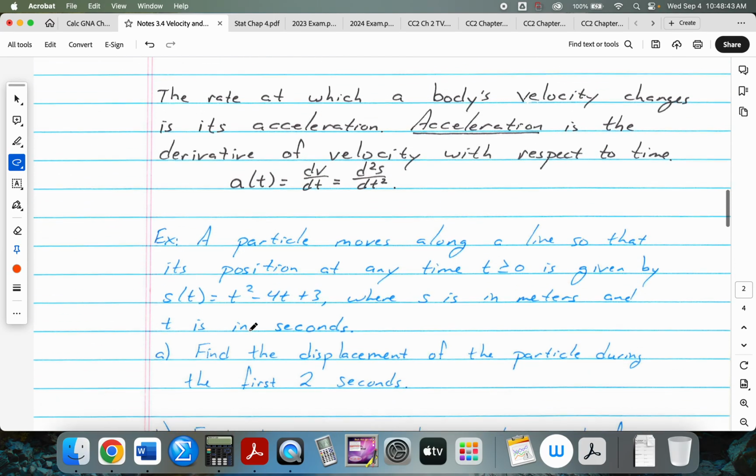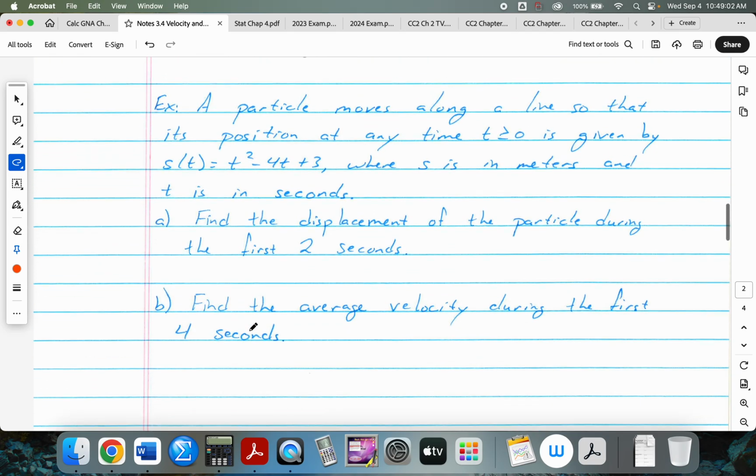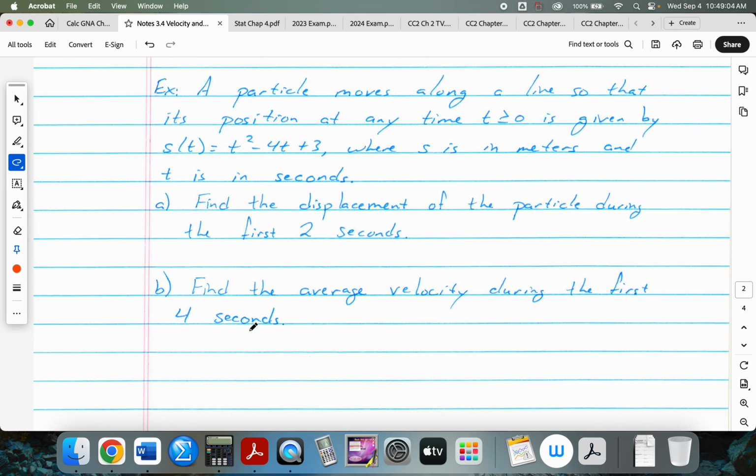All right, and then the rate at which a body's velocity changes is its acceleration. Acceleration is the derivative of velocity with respect to time. So a of t is dv dt, or d squared s dt squared. Okay, we'll pick up with this tomorrow. We'll pick up with this example.